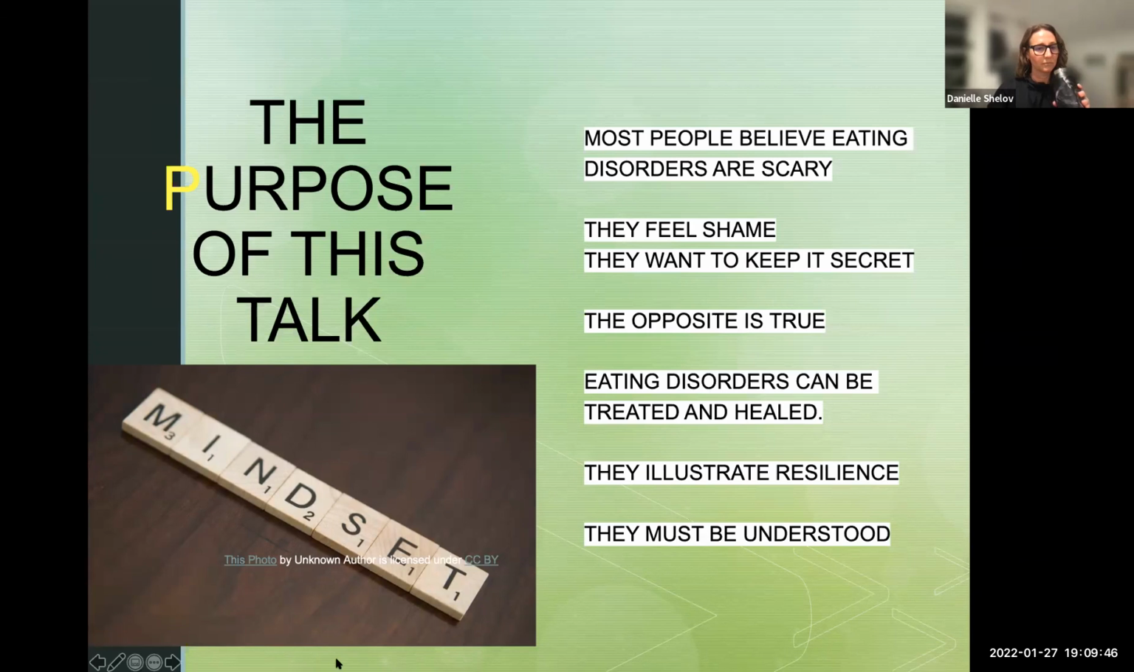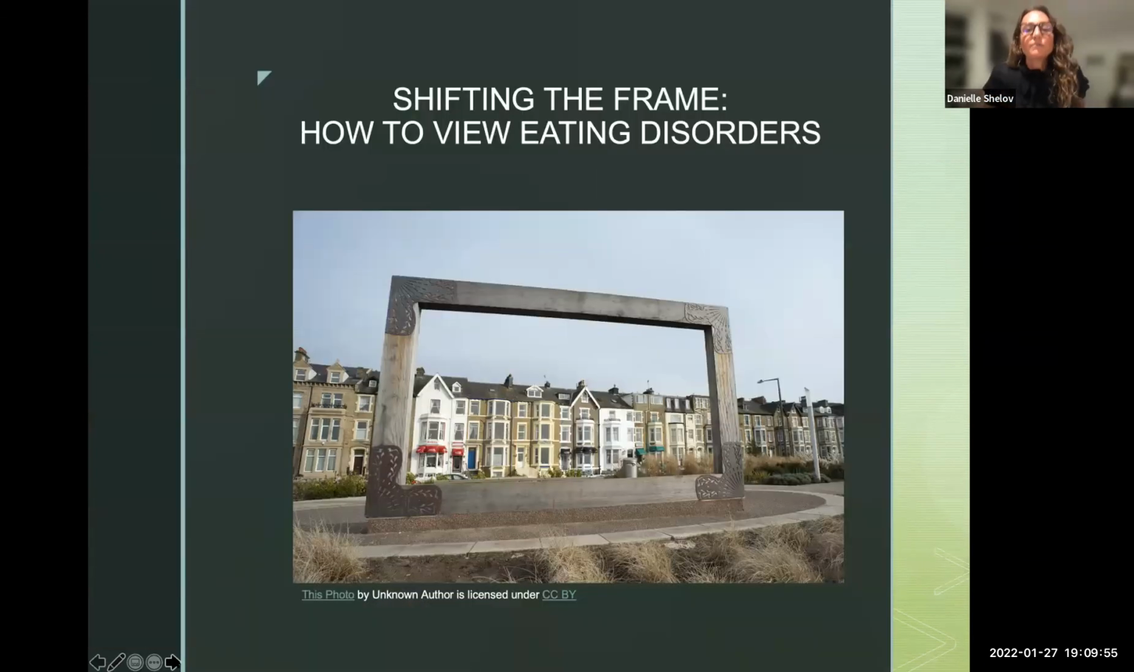Hold on one sec. Sorry. Okay. So this is about shifting the frame. So how do we view eating disorders? How do we shift them from being scary to something that we can treat and something we can examine and something that is looked at per individual?